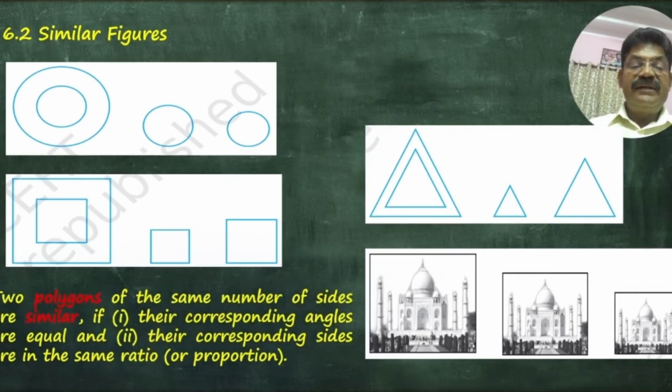Now this is the definition of similar polygons. Two polygons of the same number of sides are said to be similar if two conditions are satisfied. Condition number one, their corresponding angles are equal. Condition number two, their corresponding sides are in the same ratio or in proportion. So two conditions have to be satisfied for similar polygons.